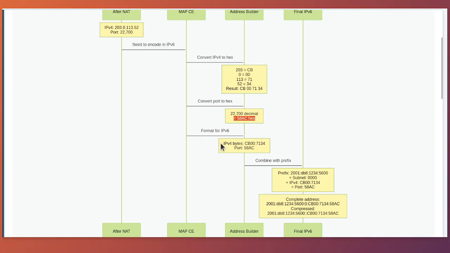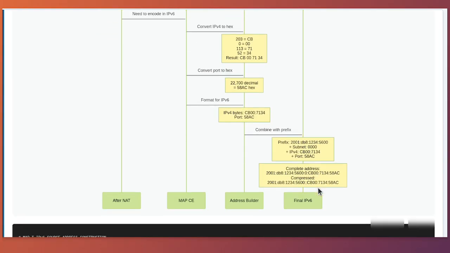Now we construct the full IPv6 address. The customer's prefix is 2001:DB8:1234:5600. To this, we append the encoded information. One common format places the IPv4 address in the next 2 hex groups and the port in the following group. The IPv4 bytes CB 00 71 34 become hex groups CB00 and 7134. The port 58AC is already a 4-digit hex group.